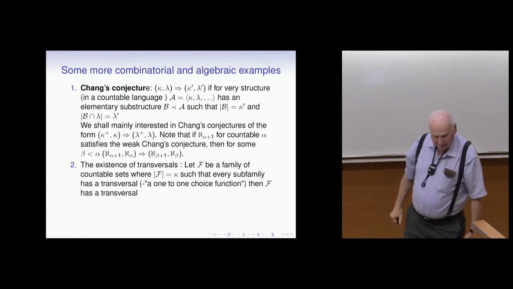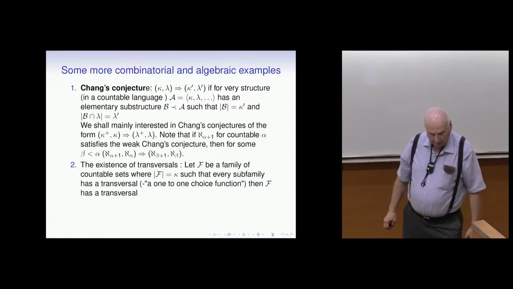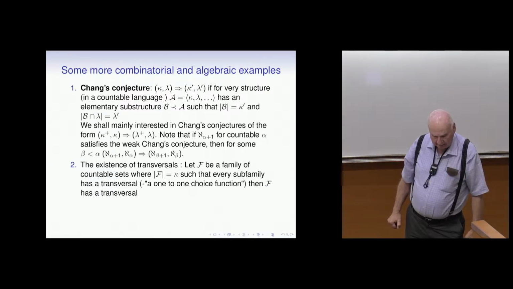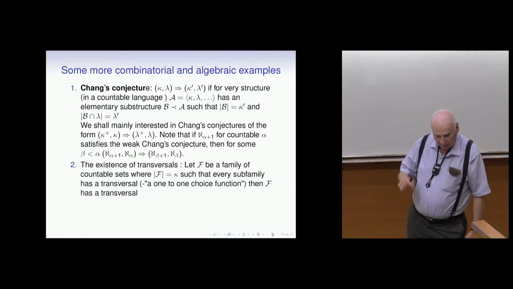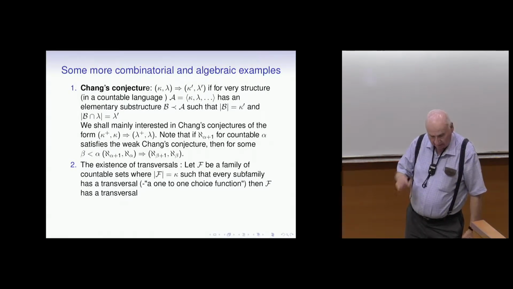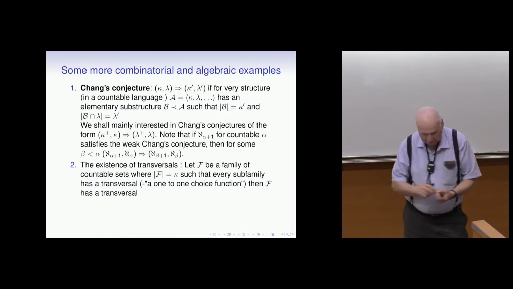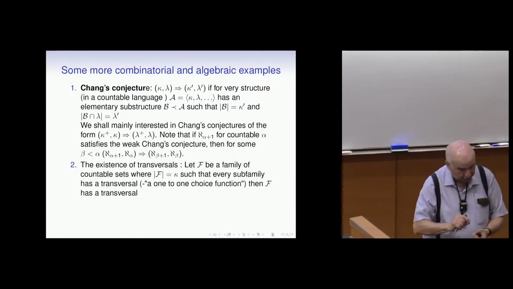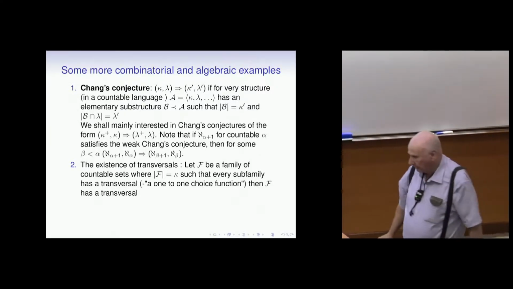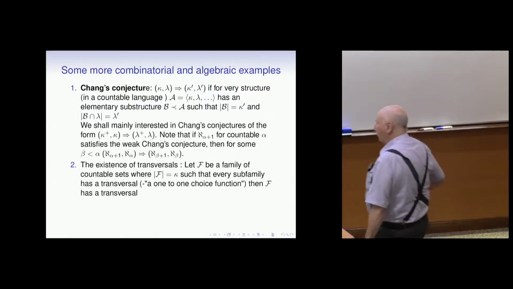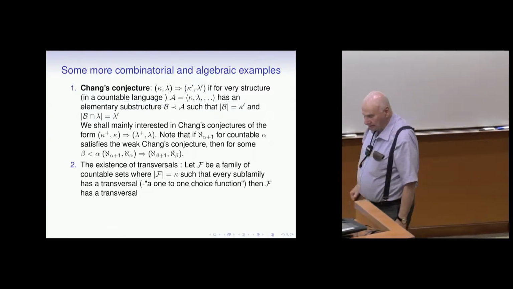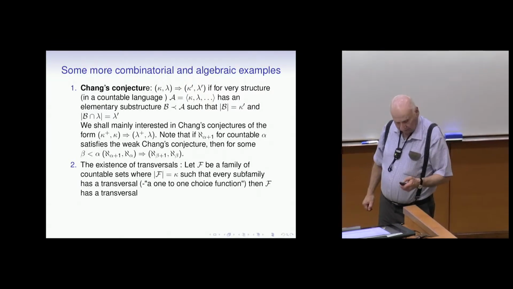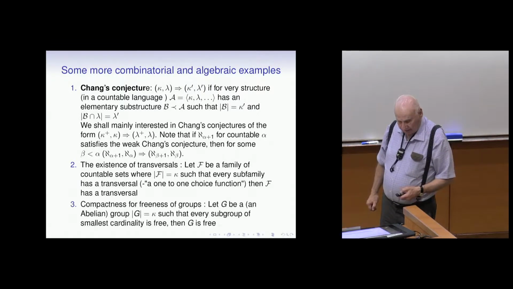Now, existence of transversal. Suppose you have a family of countable sets, which has cardinality kappa, and suppose that every subfamily, again typo, of smaller cardinality has a transversal, a one-to-one choice function. Namely, if you take a small subfamily, you can pick a point from each member in a one-to-one way. And then you want to infer that the same thing holds for the whole family. So this is a compactness property which is interesting.